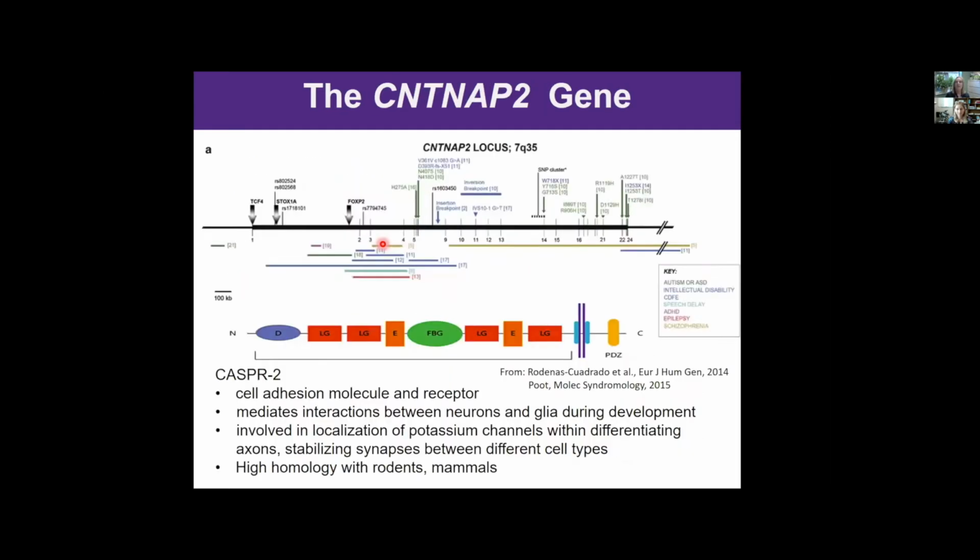And just a little bit about the Cntnap2 gene. The Cntnap2 gene is the biggest gene in the human genome. It's located on chromosome 7. It contains 24 exons. It's, I think, 2.3 megabases big. It has several transcription factor binding sites. One is a binding site for FOXP2.